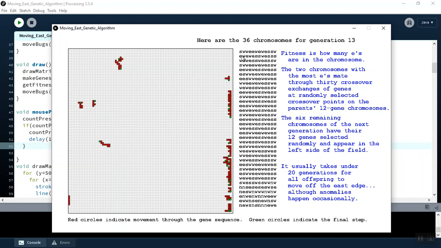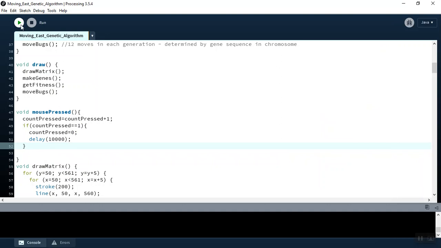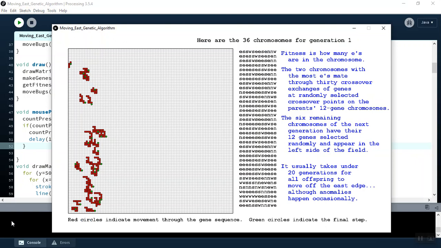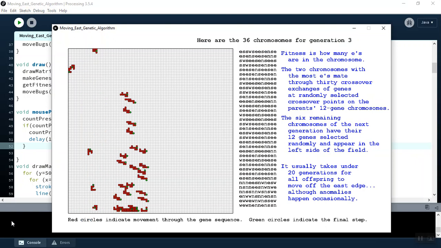Each chromosome takes 12 steps, and the steps follow this sequence. For example, the first step would be north, the next would be west, then east, east, west, west, another west, then an east. The more E's there are, the more tendency there will be for it to move to the right. So we want as many E's as we can get, so we select the 2 parents with the most E's, and those are the ones that breed the next generation.